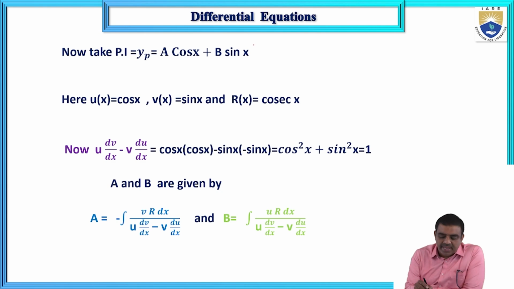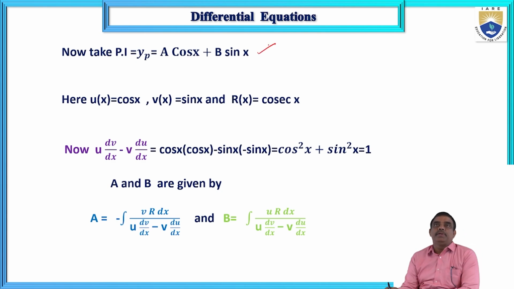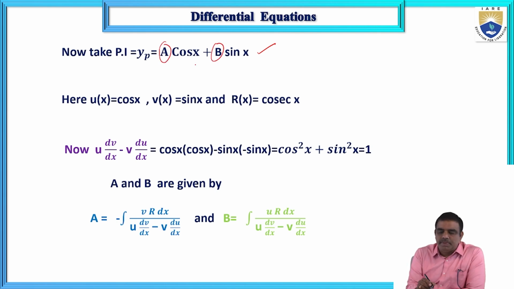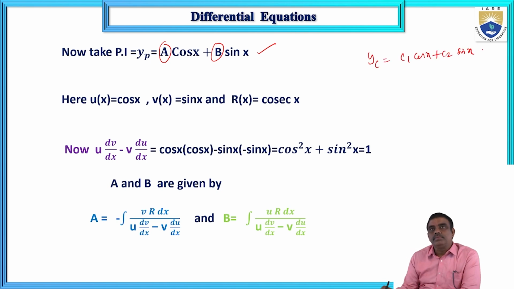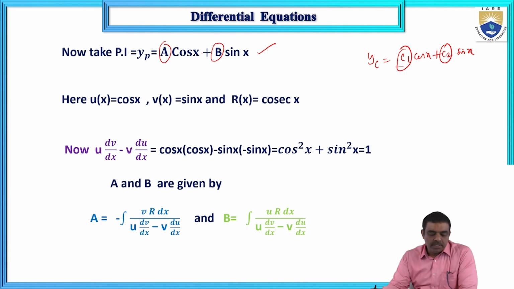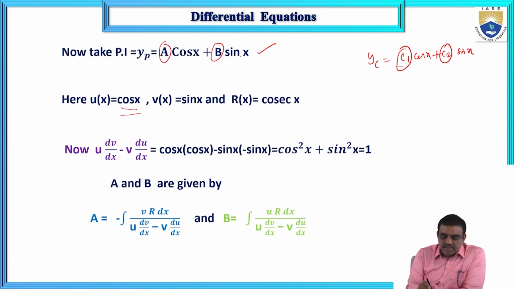Now, take yp as a into u of x plus b into v of x. In this method, we just replace a and b in place of c1 and c2 in yc. What is yc here? yc is c1 cos x plus c2 sin x. In this method, we just replace c1 and c2 by a and b. That will be the particular integral as per this method. So, just the method of variation of parameters.